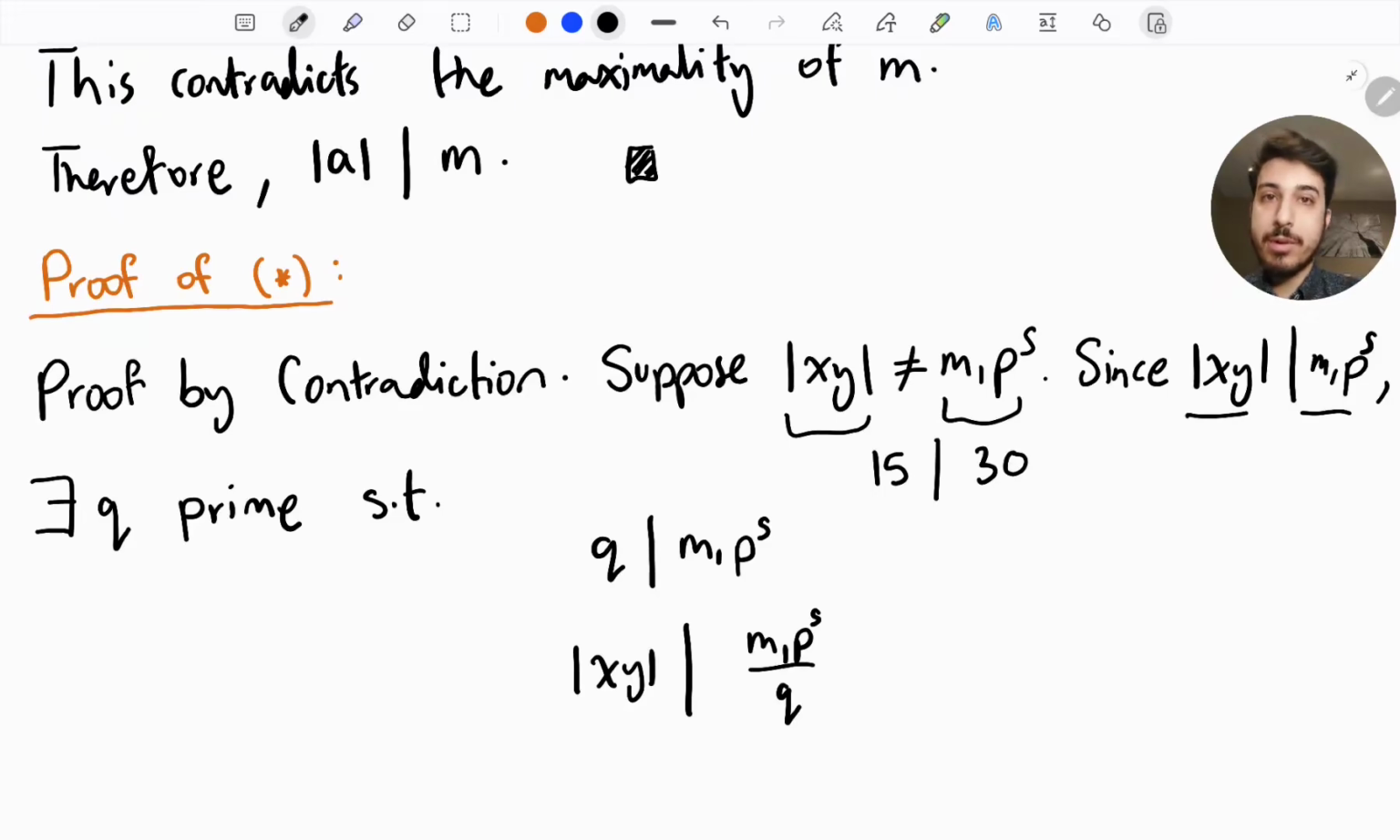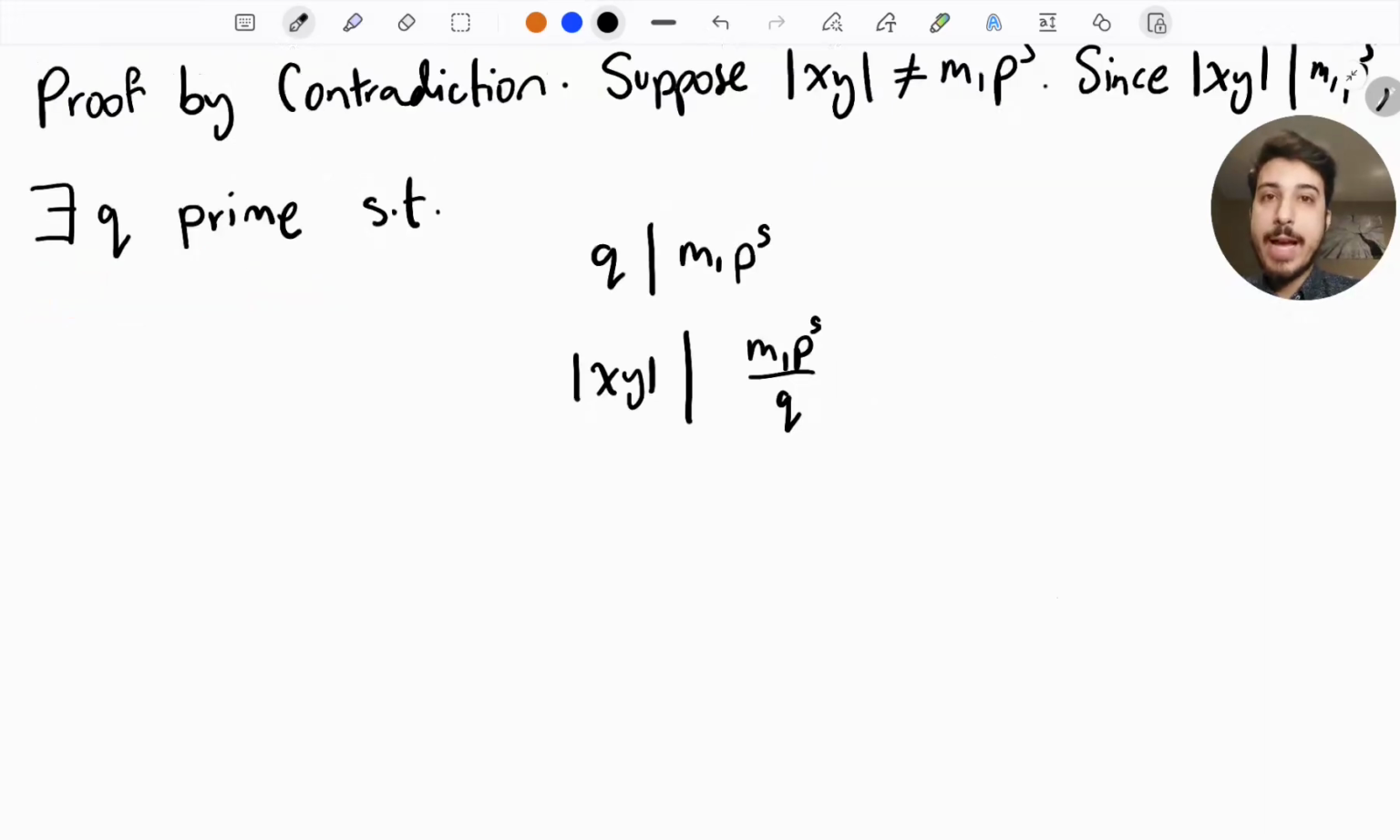So there exists a prime. In this case, the prime is 2. 2 divides 30, and 15 divides 30 divided by 2. So what this says intuitively is that because 2 is found in the factorization of 30, but not in the factorization of 15, then it is quite alright to divide by 2 and still have that 15 divides that quotient.